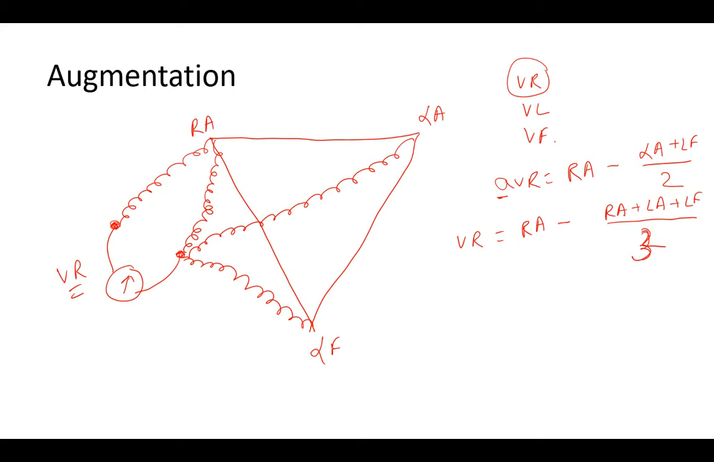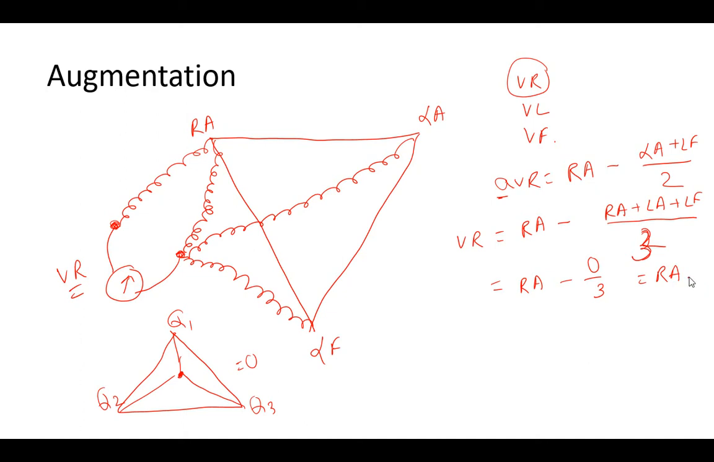Now, according to Einthoven's formula, in an equilateral triangle, if we put charges here, Q1, Q2 and Q3, and if we connect all the 3 charges, the potential at the center becomes 0, right? So here in the formula of VR, we can write VR is equal to RA minus 0 by 3, which is equal to RA. Okay, so VR is equal to RA.